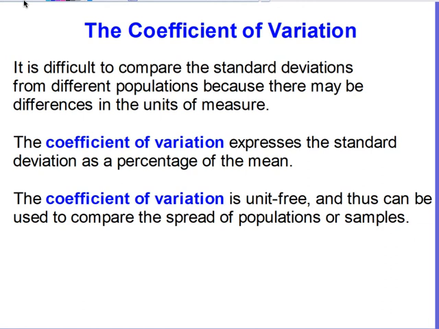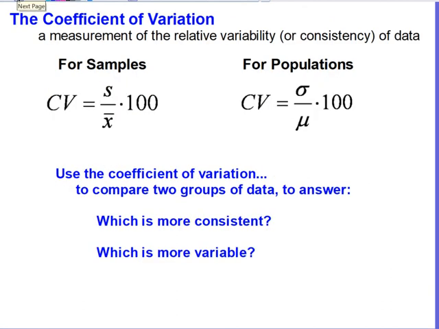Like temperature-wise, there is no degrees Fahrenheit when you get down with the coefficient of variation, because it's unit free. For population and sample, it's just basically semantics with the letters: S for sample standard deviation, sigma for population standard deviation, mean and mean. So you're going to take whatever standard deviation you came up with and divide it by the mean. The reason you're multiplying by 100 is that this is a percentage. You're taking an S1, making a percentage.